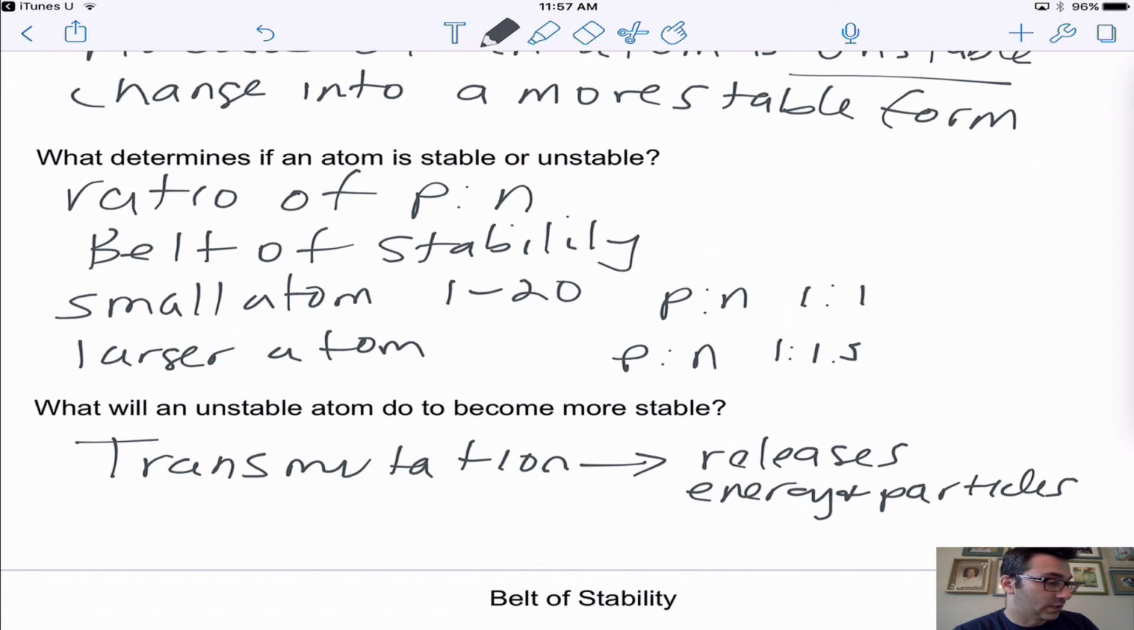Now, just so that you know, this transmutation, sometimes it's called decay. Sometimes it's called natural decay as well.